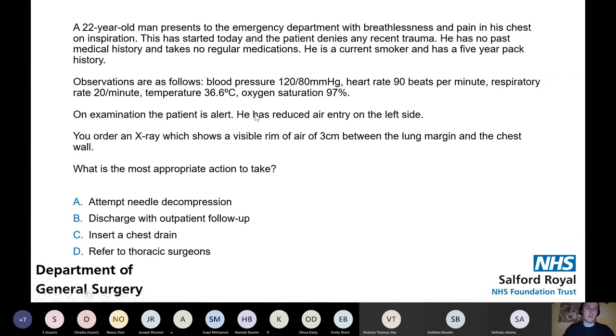Eventually, when these kind of things happen, if it's small, if it's 1 centimeter, you'd expect that to just slowly be reabsorbed. Inserting a chest drain comes in when you have secondary pneumothorax. So if this was not a 22-year-old man, but a 65-year-old man with a diagnosis of COPD, then it gets a little bit more complicated.